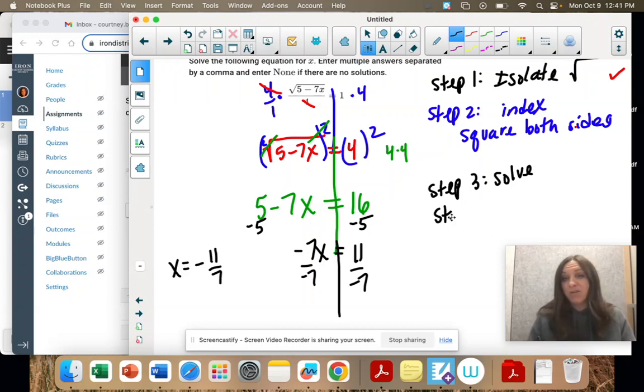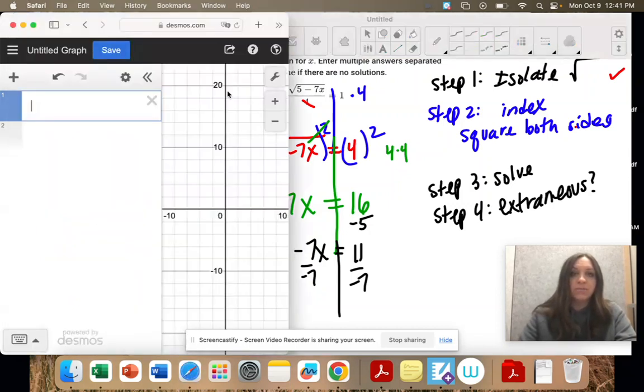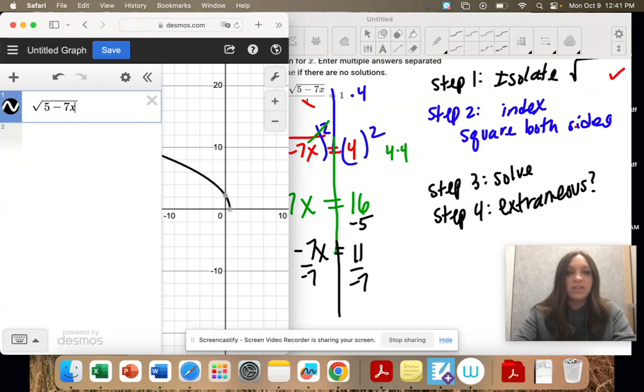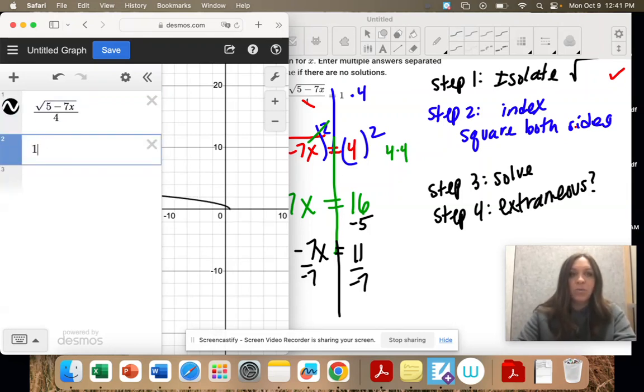But I don't know if that's the answer. Your last step is always to see if your solution's extraneous. Is it actually a solution? So let's type it in. I have the square root of 5 minus 7x all divided by 4, and we want that to equal 1. See how I put the left-hand side and the right-hand side.